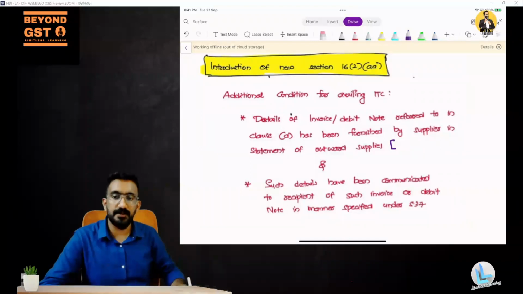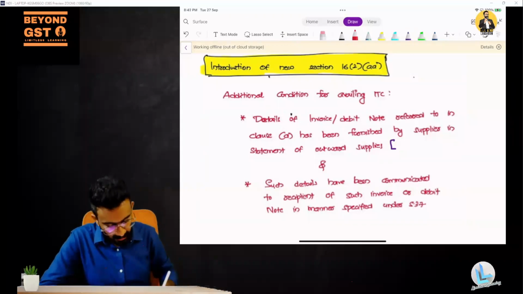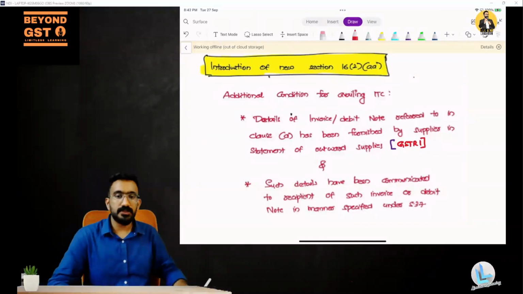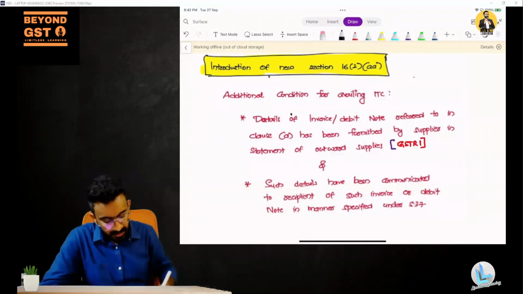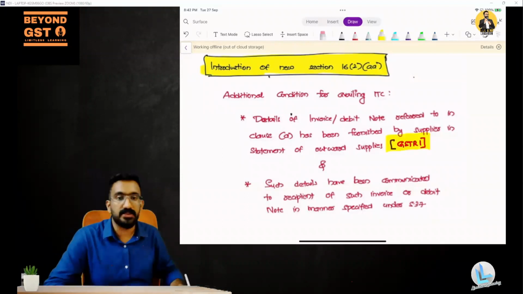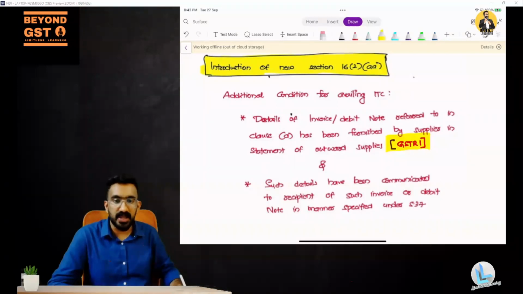Can anyone tell me what the statement of outward supplies is? Which return? 3B is called a summary return. Statement of outward supply is GSTR1. This detail needs to be uploaded in GSTR1. Details of the invoice or debit note referred to in clause A have been furnished by the supplier in the statement of outward supplies, which means it should be furnished in GSTR1.